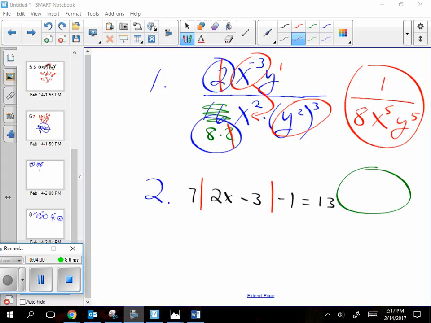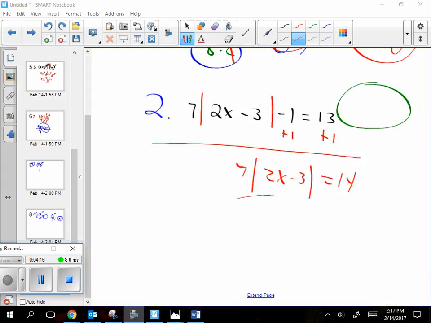All right. Next thing is, who knew to start with adding 1 to both sides? Raise your hand if you knew that that was the first step. All right. That's almost everybody. Okay, good. Then, after you do that, you get 7 absolute value 2x minus 3 equals 14. And then that's setting up really nice, because when you divide by 7, wait a minute, some kids are going, why didn't you split it? You can't split it until the clump is alone. This is the clump right here. Has to be alone first. Now it's alone. Now we can split it.